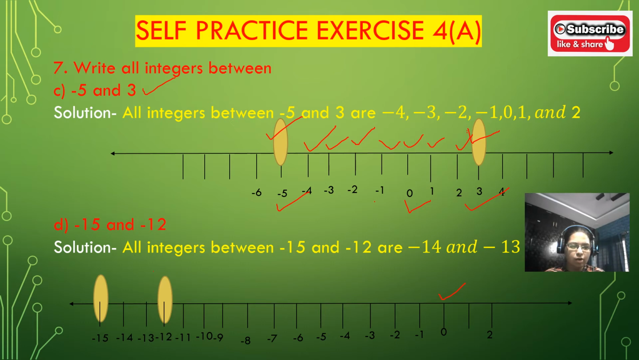This is -12 and -13, -14, -15. This is -15. We can represent -15 and -12 on a number line. Between -15 and -12 the integers are -14 and -13. Integers between -15 and -12 are -14 and -13.